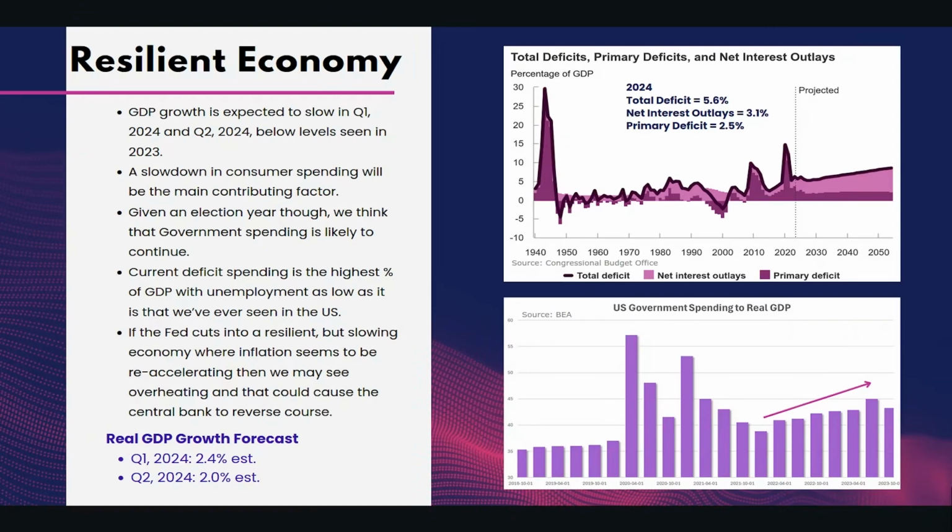The current deficit spending is the highest percentage of GDP with unemployment as low as it is that we've ever seen in the history of this country, which suggests late cycle excess. That is another risk that amplifies the potential for a reacceleration of inflation. If you look at classical economic theory, they would say never, ever, ever do this. Wait until a recession. You're going to need that capital then. But let the economy find its own way.